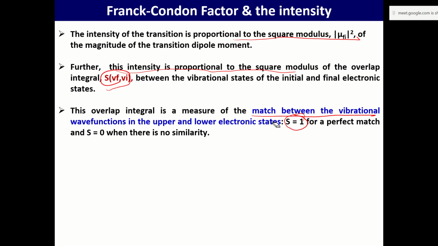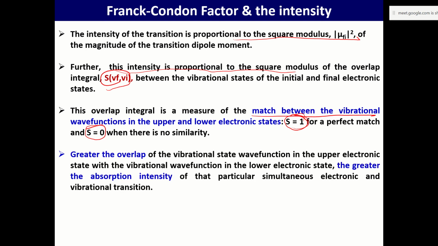So this is the case of maximum overlap. This capital S will be equal to 1 for a perfect match, and when there is no similarity, S will be equal to 0, and that is the situation where the transition dipole becomes 0. So the greater the overlap of the vibrational state functions in the upper electronic state and the lower state, the better the absorption intensity. The absorption signal in the spectrum will be very good. And if there is no match, then it will be 0. So these are the two things that we observe in the electronic spectrum of any molecule.